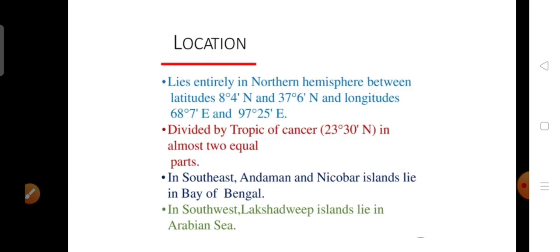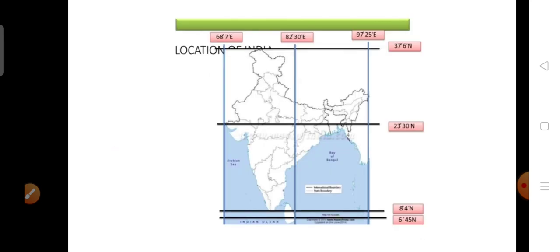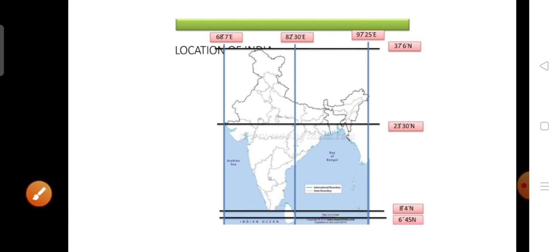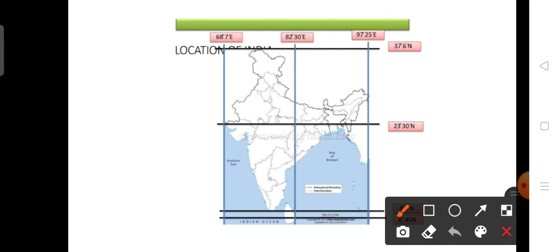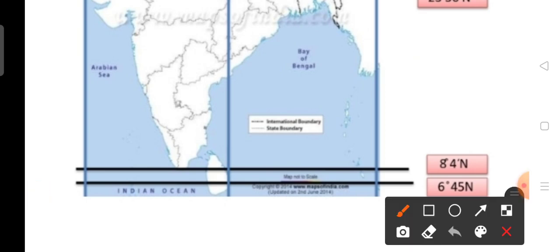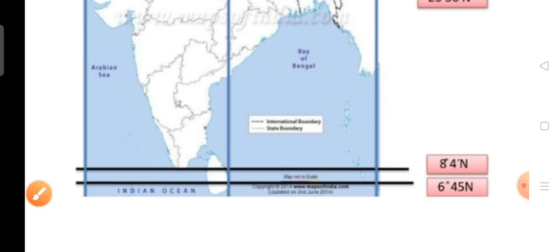So that's why it is given here. It lies entirely in the northern hemisphere between latitudes 8 degree 4 minutes north and 37 degree 6 minutes north, as we had discussed just now. Between latitudes 37 degree 6 minutes north and 8 degree 4 minutes north. Okay, India is lying between these two latitudes.